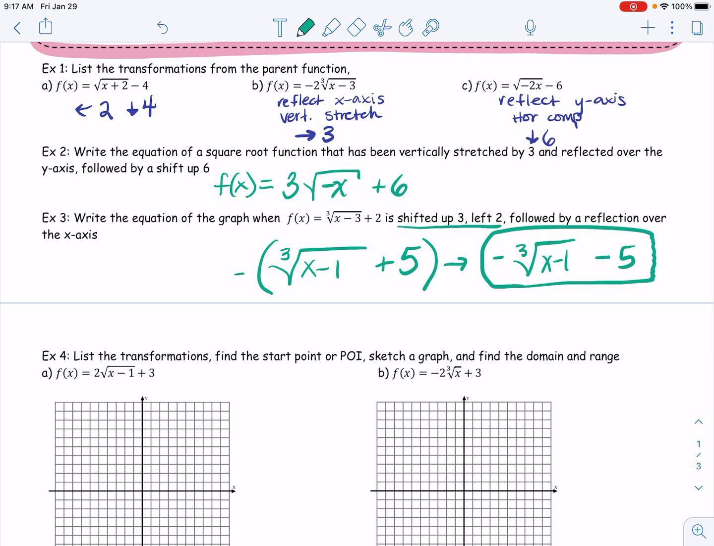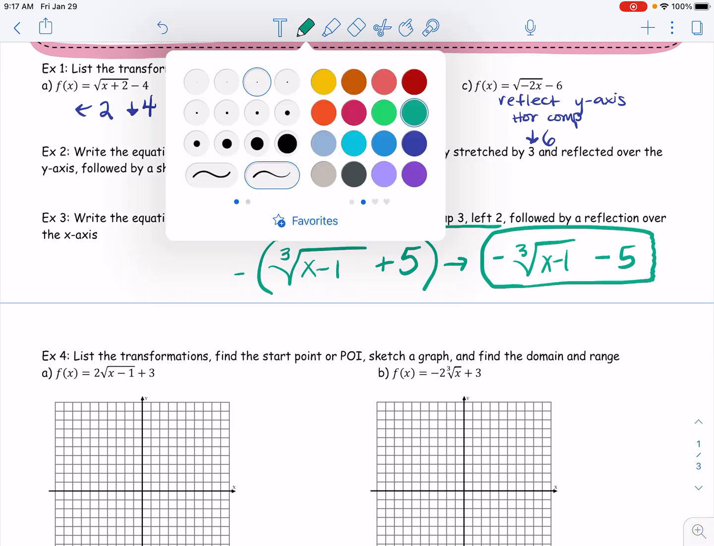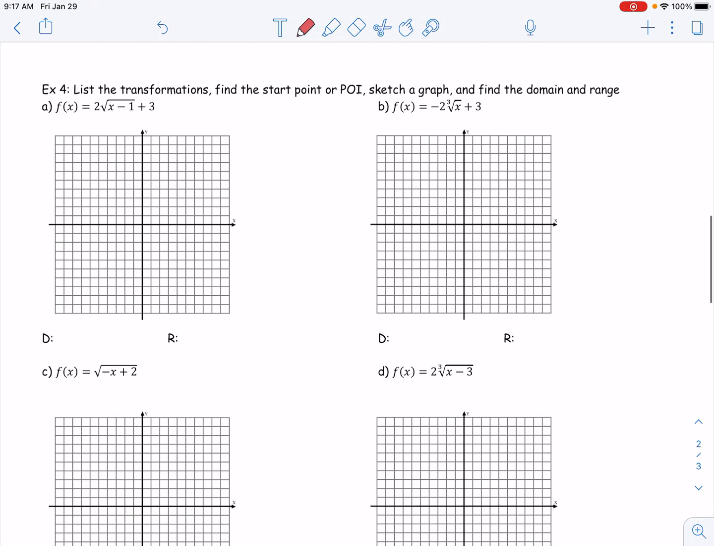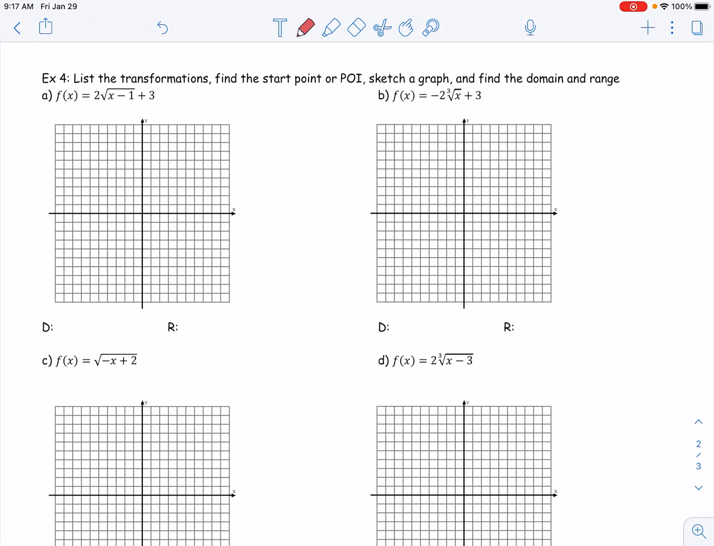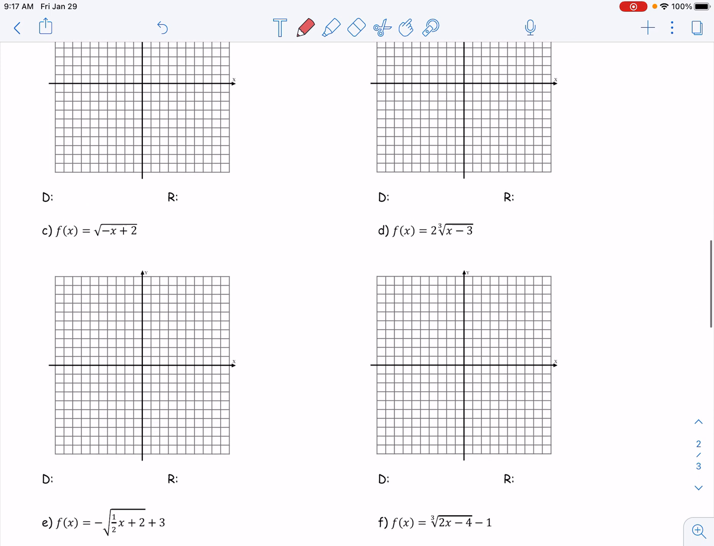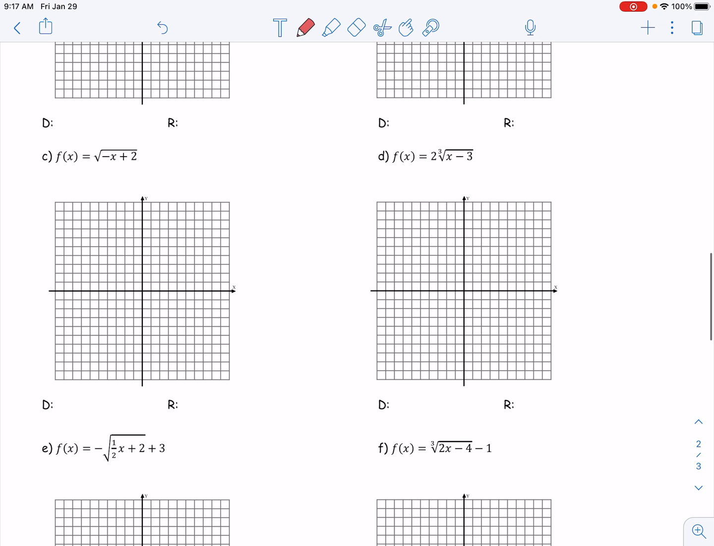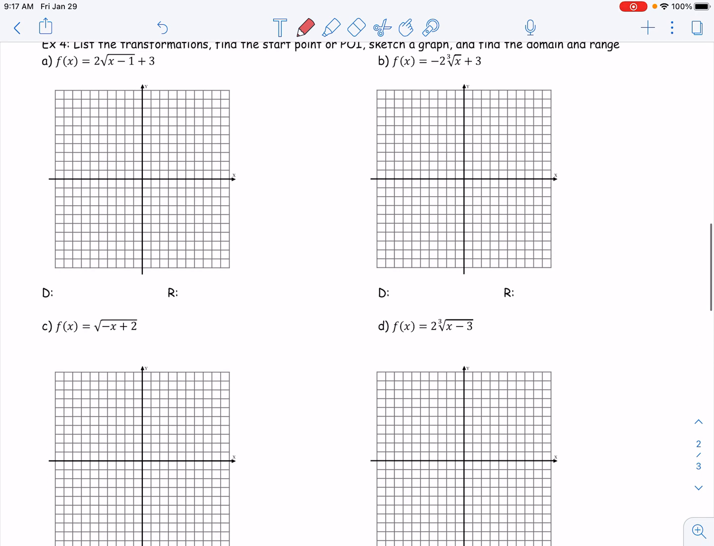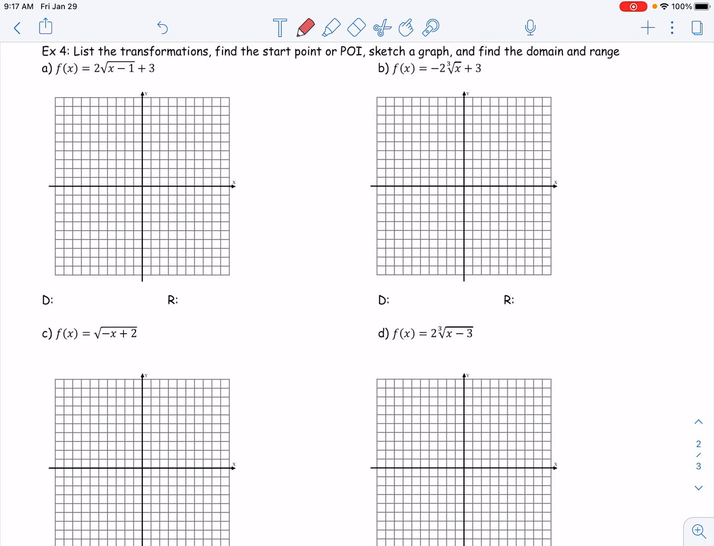And now we can get into graphing. We're going to list out the transformations and we're going to graph them. So we want to list the transformations, find that starting point or that point of inflection, and then sketch the graph and find the domain and range. Notice A, C, and D are all your square roots, and B, D, and F are all the cubic roots. So maybe we want to do everything on the left first and then everything on the right so that we're in that same frame of mind, or maybe you want to practice going back and forth from square root to cubic root. It's up to you.